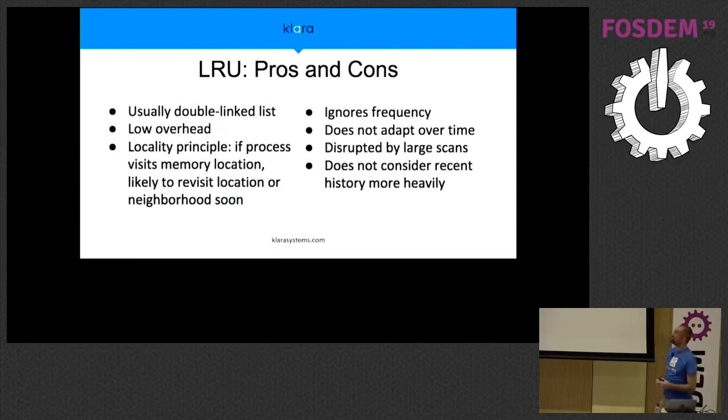So there's some pros and cons to this simplistic algorithm. It's usually implemented as a doubly linked list, which means it's very low overhead and it's not complicated to implement.